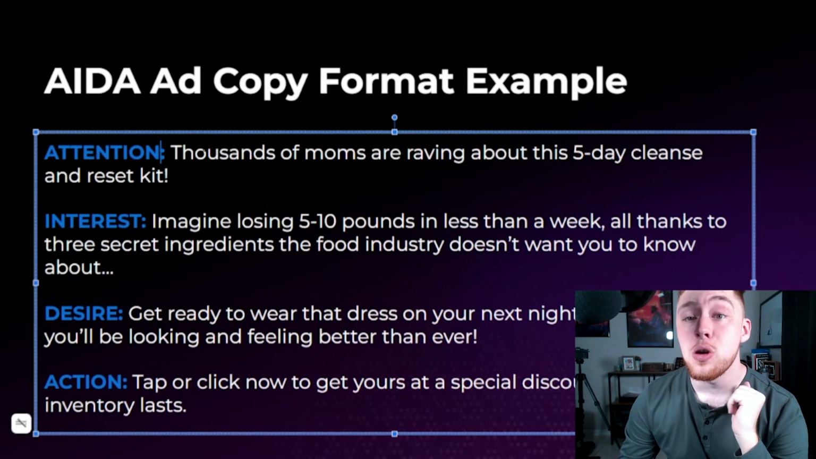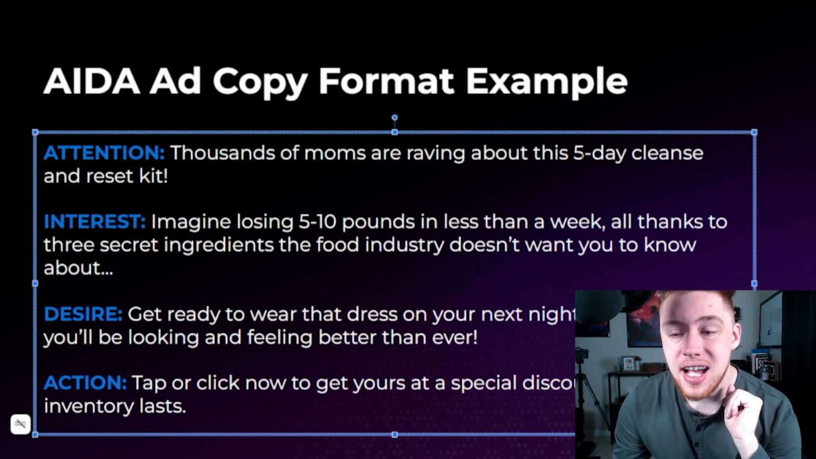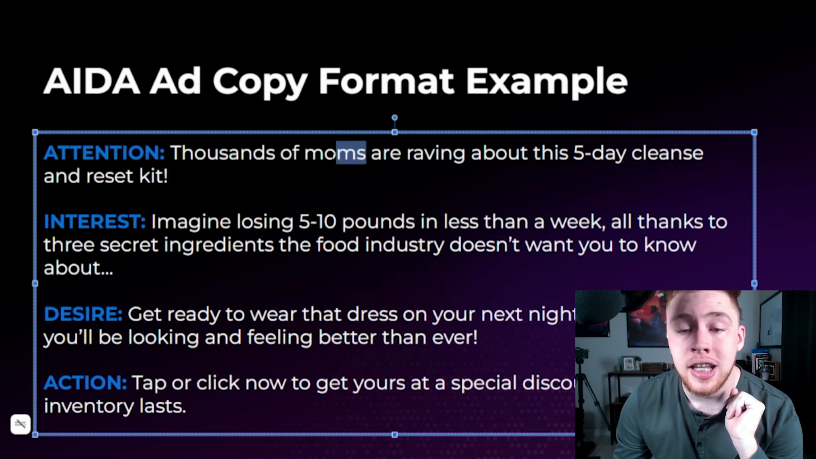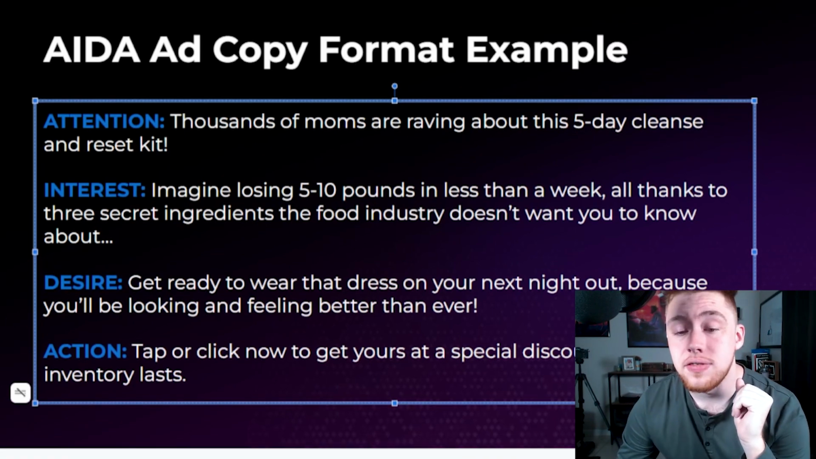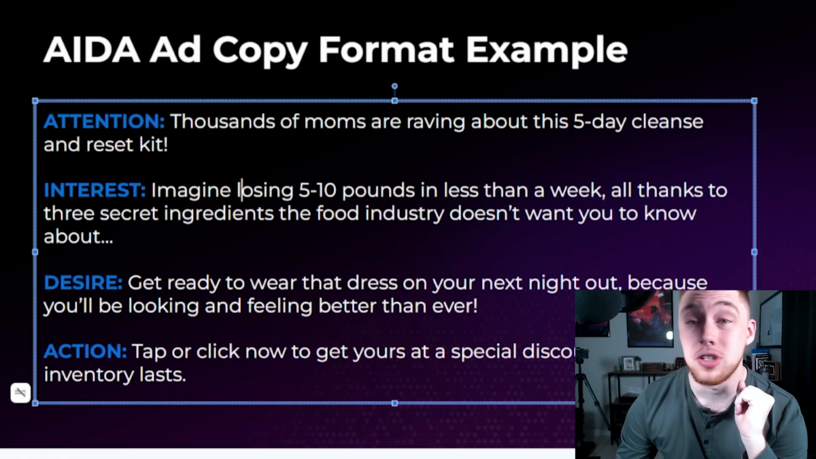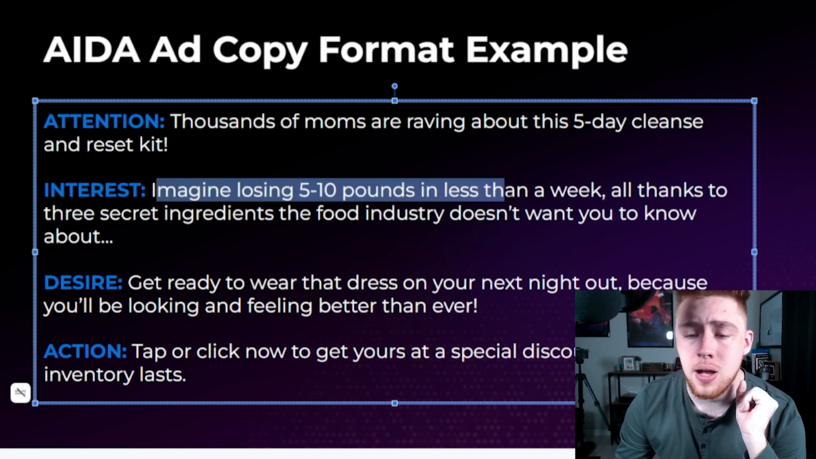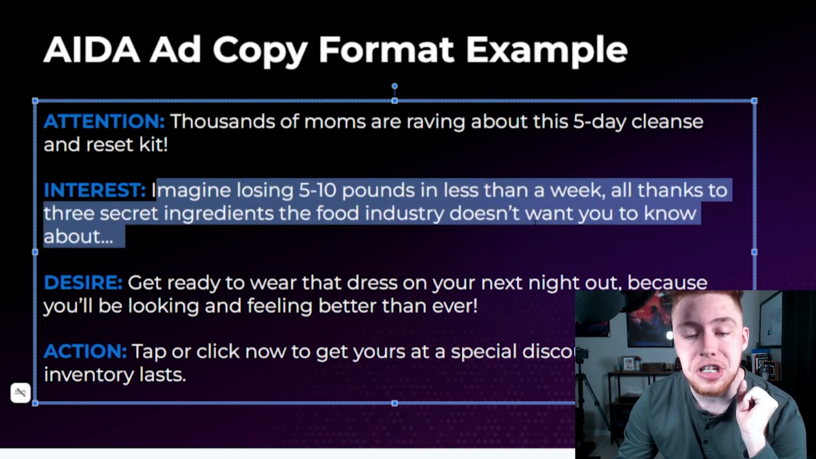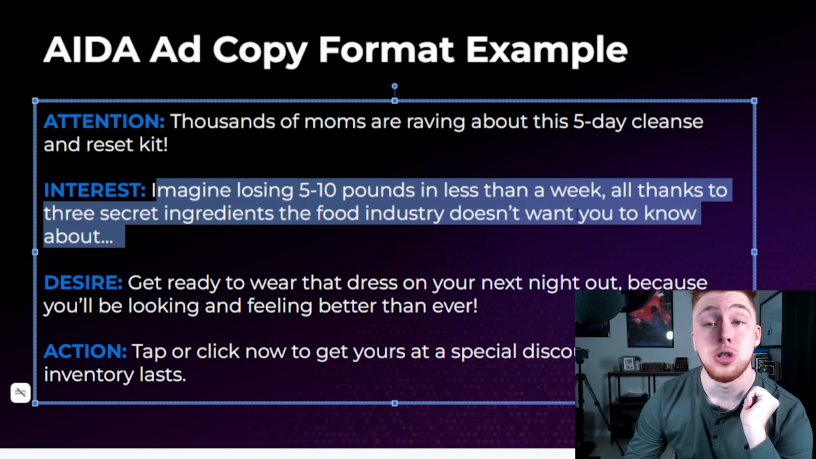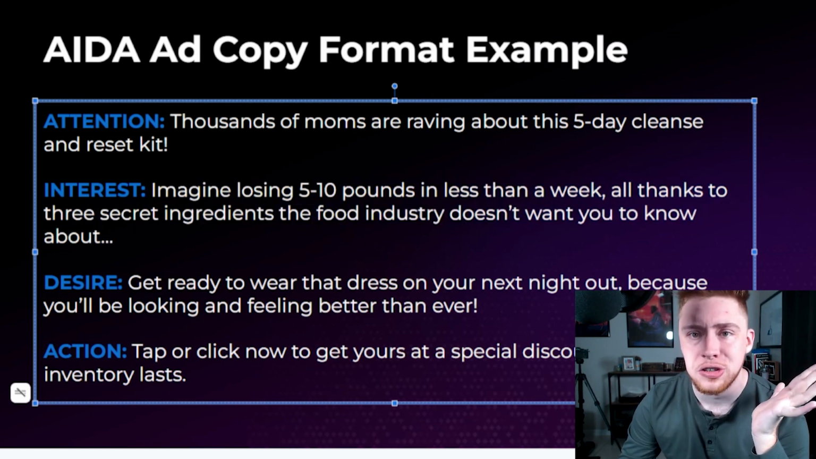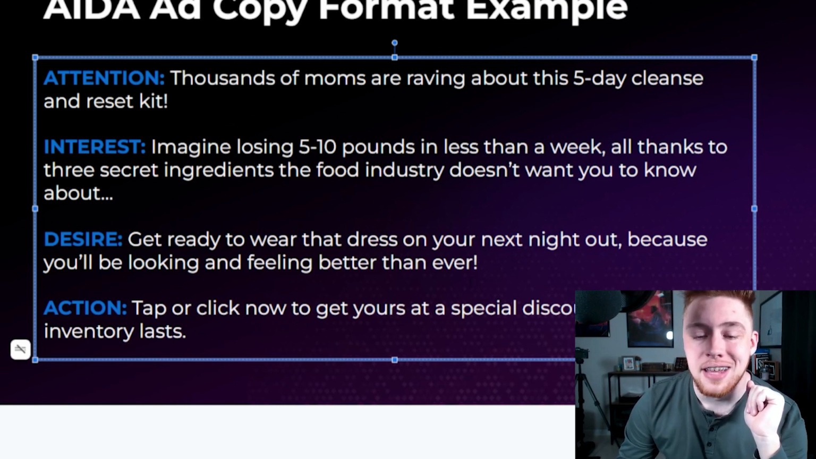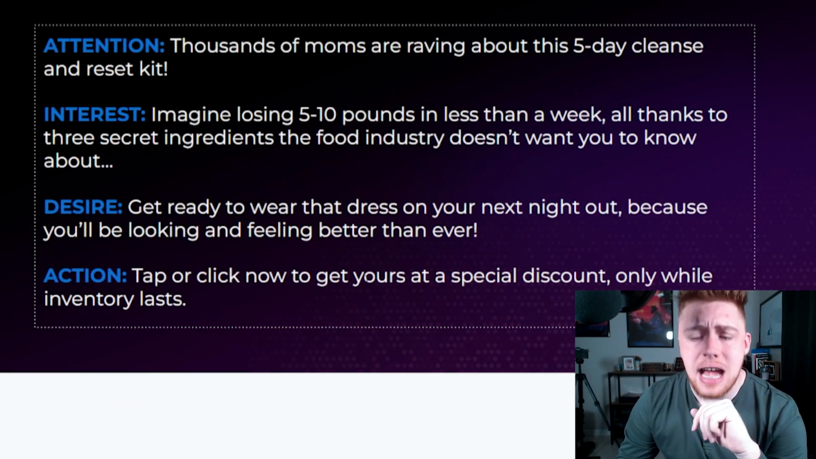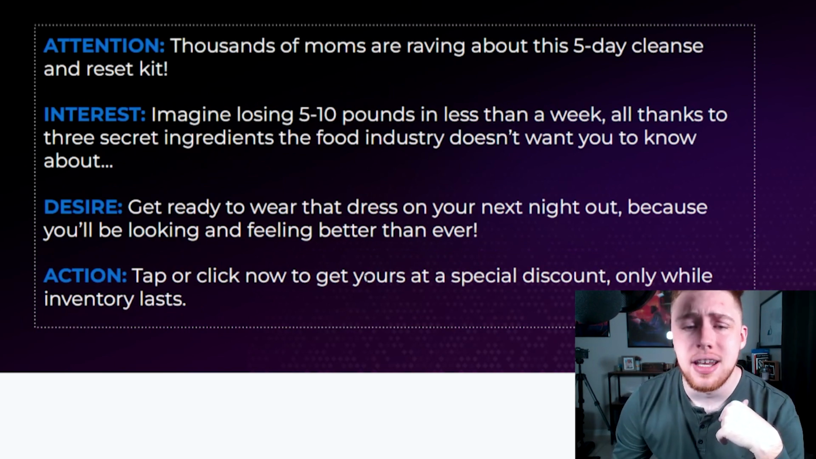So the attention: thousands of moms are raving about this 5-day cleanse and reset kit, directly calling out the audience using social proof and FOMO, as well as a direct time to value. Interest, getting the interest of the audience to keep watching the ad, potentially to click through: Imagine losing 5 to 10 pounds in less than a week, all thanks to the 3 secret ingredients the food industry doesn't want you to know about. Okay, well, what are the secret ingredients? Desire: Get ready to wear that dress on your next night out because you'll be looking and feeling better than ever. Action: Tap or click to get yours at a special discount. Doesn't need to be anything complex or crazy.